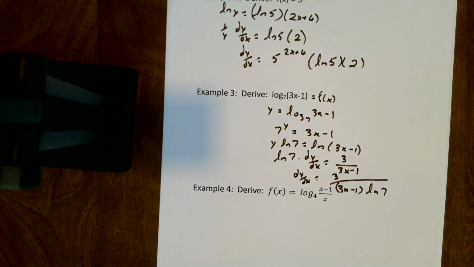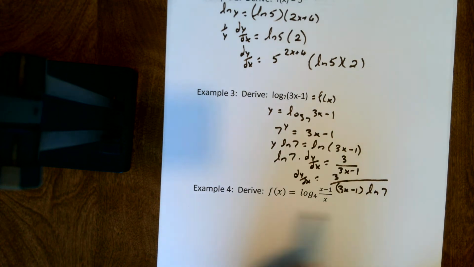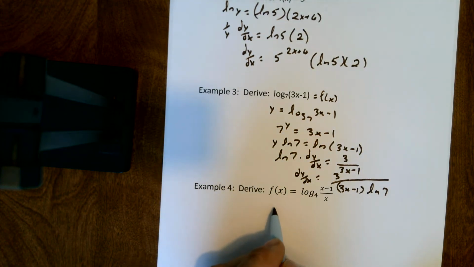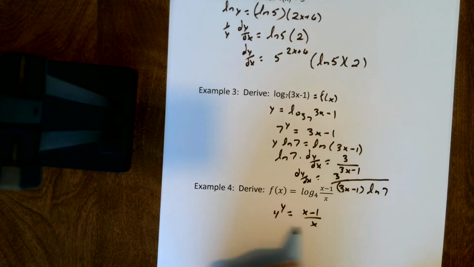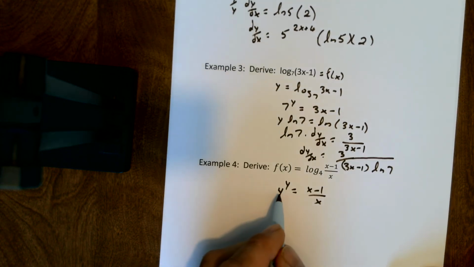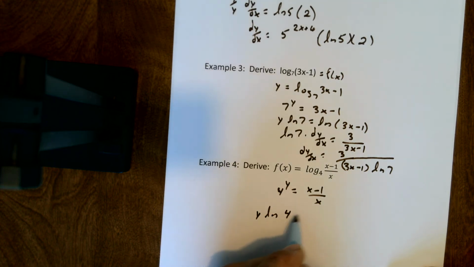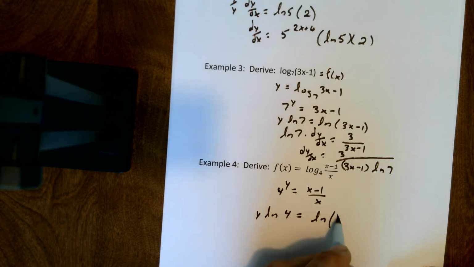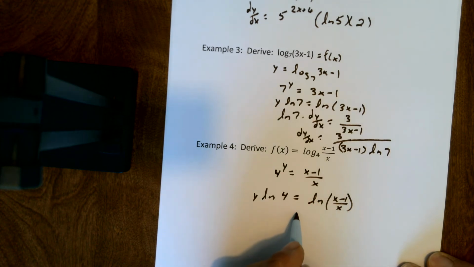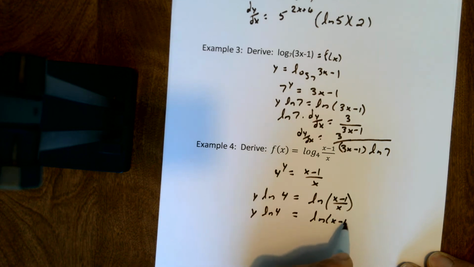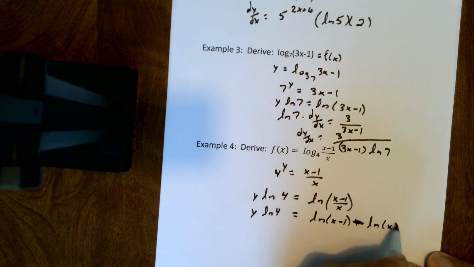In example 4 here, we could expand this out if you want, or we could go ahead and change that to an exponential as well. So we'd have 4 to the y equals x minus 1 over x. What we can do from here, take the natural log of both sides. So we have y natural log of 4 is going to equal the natural log of x minus 1 over x. Expand out the right side there. So we have y natural log of 4 is going to equal the natural log of x minus 1 minus the natural log of x.